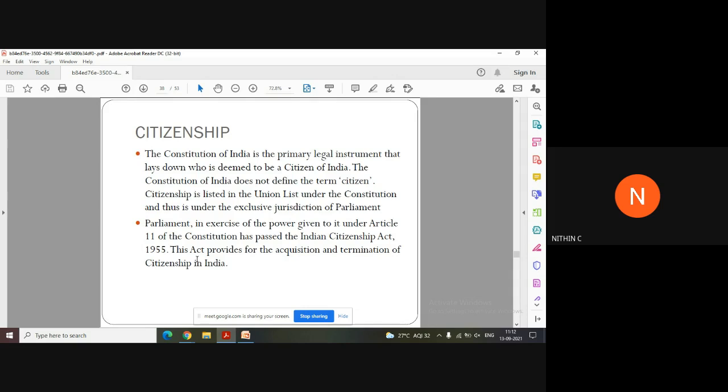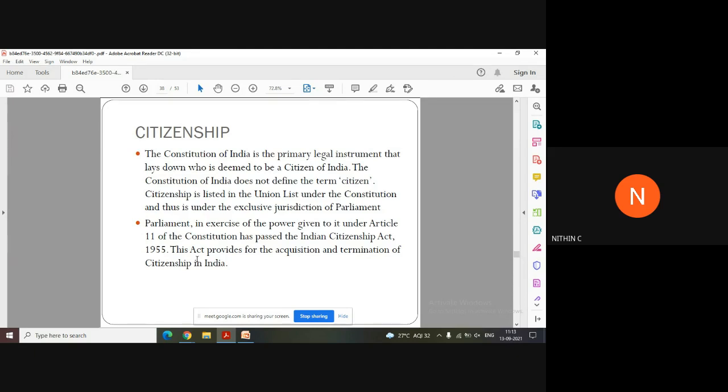Citizenship is listed in the Union List under the Constitution and thus is under the exclusive jurisdiction of the Parliament. So regarding citizenship, the exclusive jurisdiction will be within the Parliament. Parliament, in exercise of power given to it under Article 11 of the Constitution, has passed the Indian Citizenship Act of 1955. This act provides for the acquisition and termination of citizenship in India.